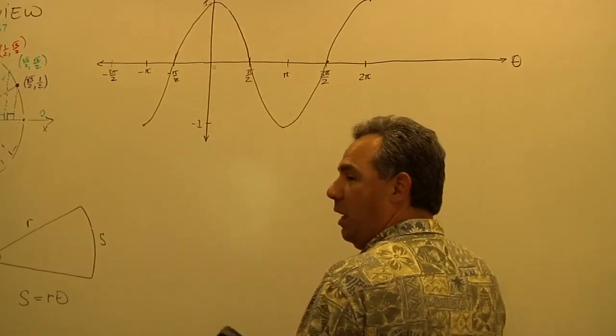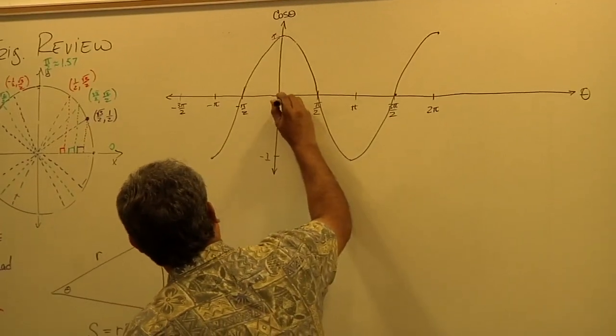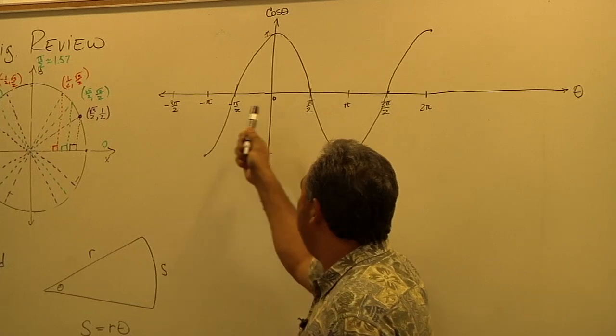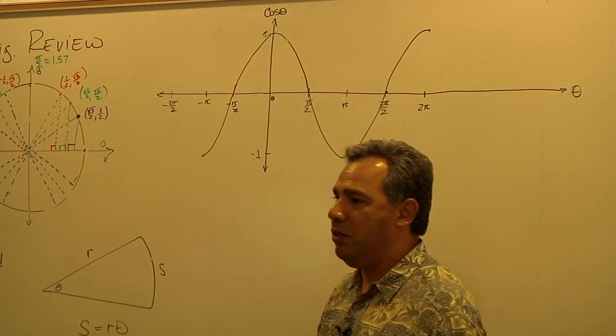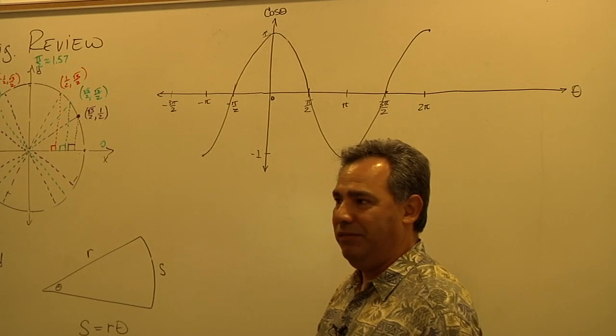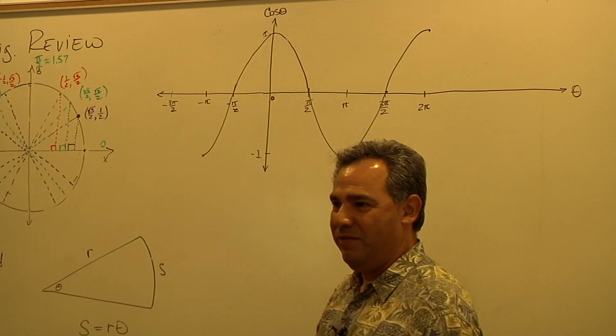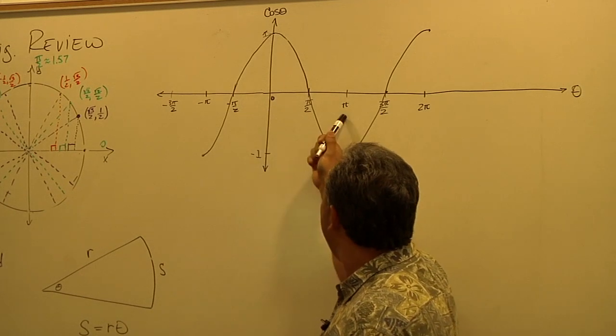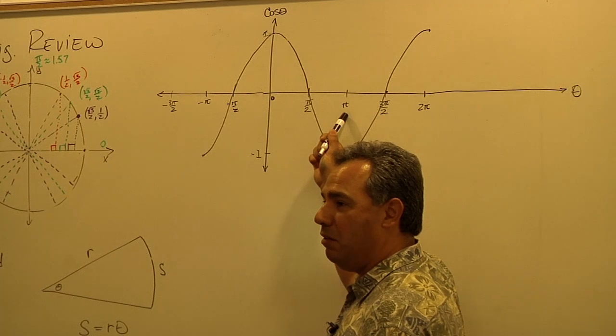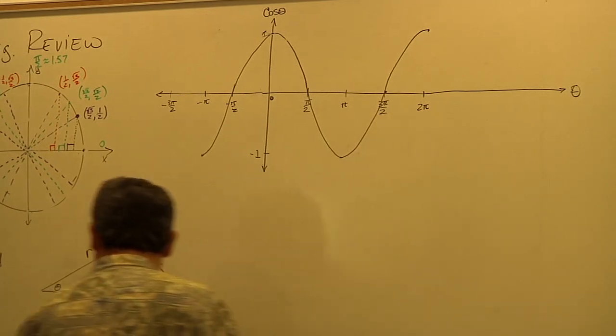I want to restrict the domain. Where do we restrict our domain from? If we restrict it from minus pi over 2 to pi over 2, is that function 1-to-1? No. If I go 0 to pi, then my function will be what? 1-to-1. And then we can talk about the inverse.